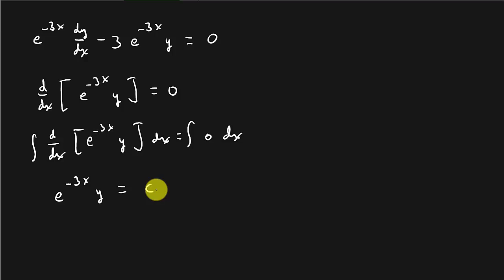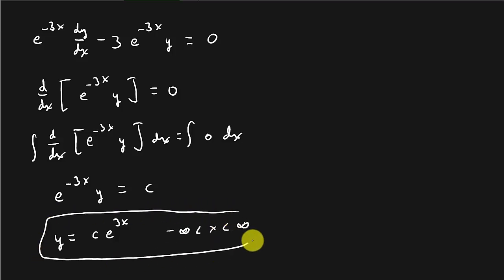And so then what does it say to do? It says solve for y. So we get y equals c e to the 3x. And that's going to hold true where x is between negative infinity and positive infinity.